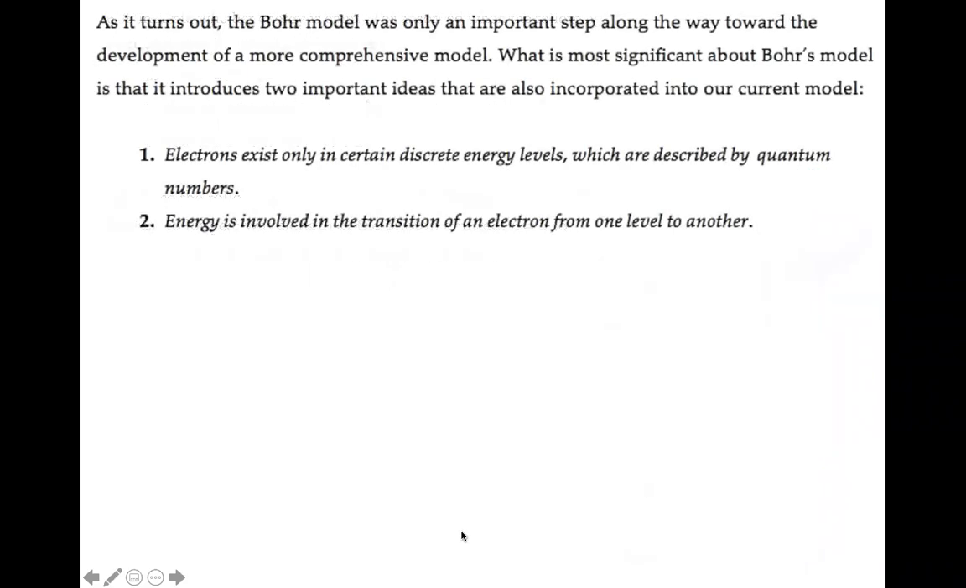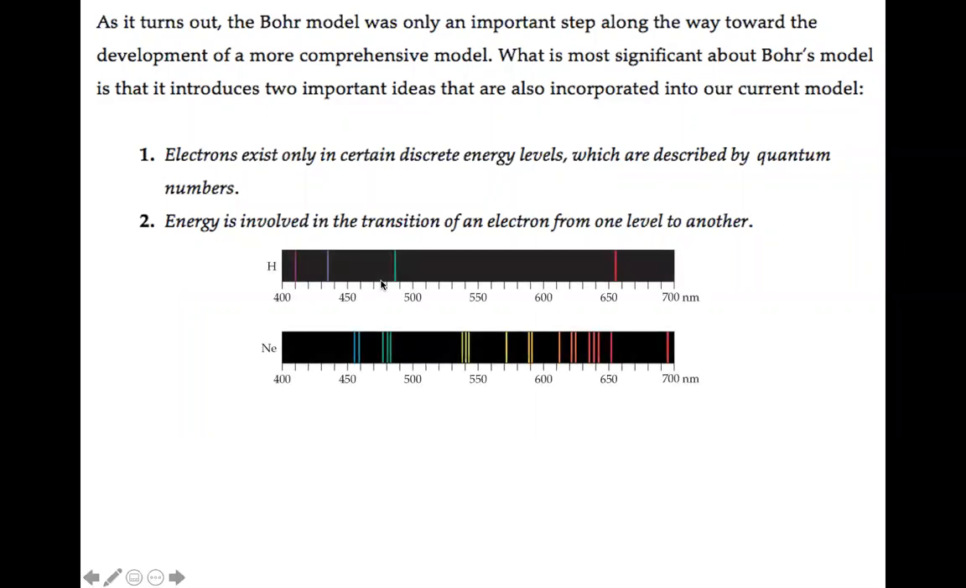Okay, this idea right here of Bohr having a model is sort of a transition one. It's an important transition one, but it leaves a few questions unanswered. It could explain the emission spectrum for hydrogen, but not for other elements.